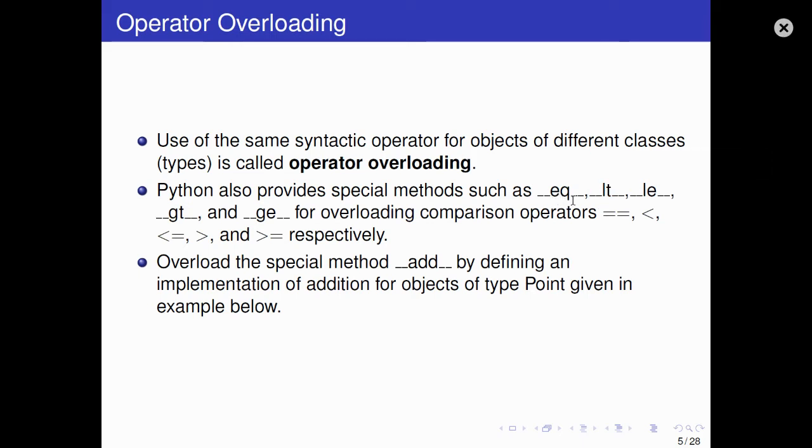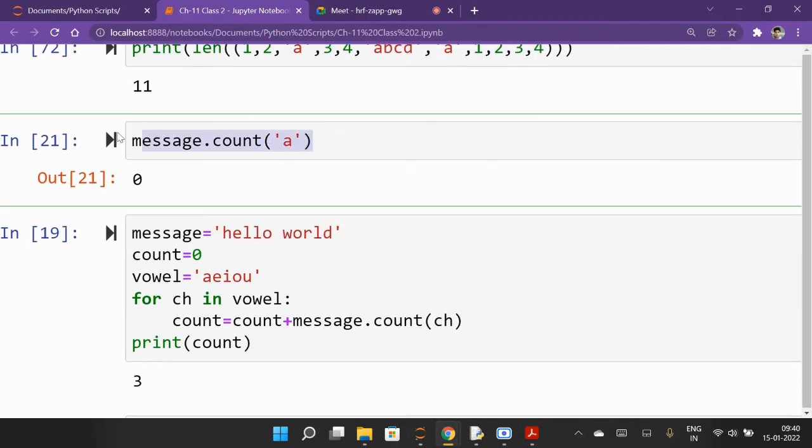So there are special methods. You can also use this, and for the case of equality, when you want to check whether two objects are equal, you write double equal. Instead of writing double equal, you may use this one also. For example, let me update it. If I use str dot double underscore eq, I want to check whether string a is the same as string a.